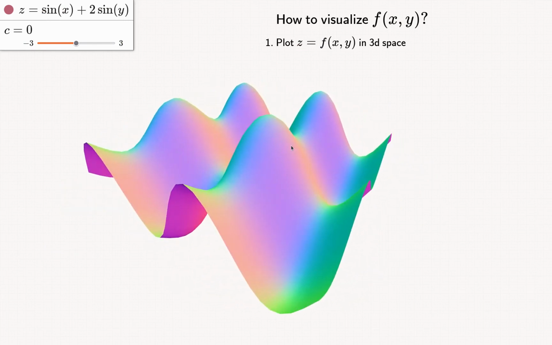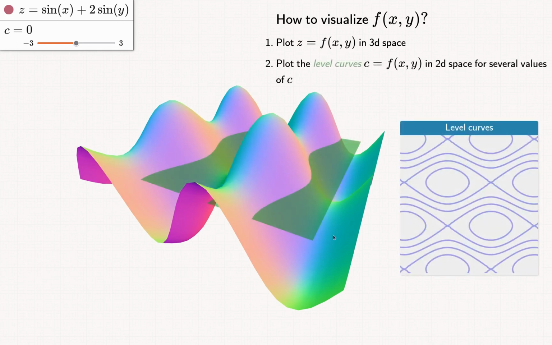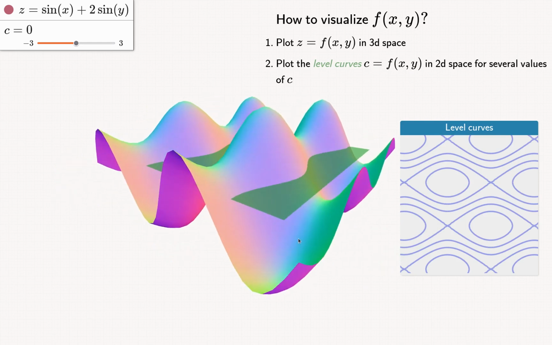But another very useful way to visualize this is in 2D, to plot what's called level curves. So a level curve here is going to be a subset of the plane on which f(x,y) is constant, so it takes a particular value, which in the 3D picture corresponds to taking these cross sections of the graph.